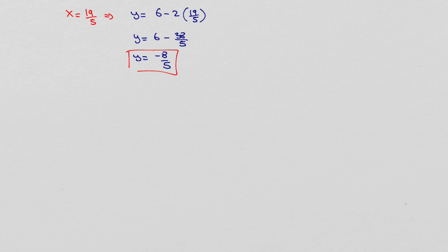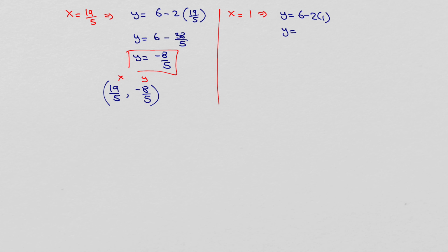So that means the point is x, comma, y. So again, writing it as my coordinates. So x and y. And then I had a second value for x, which was 1. So that is going to be y is equal to 6 minus 2 times 1. So y is equal to 4. So the two coordinates where the ship crosses the boundary of the barrier is 19 over 5, minus 8 over 5, and 1, 4.